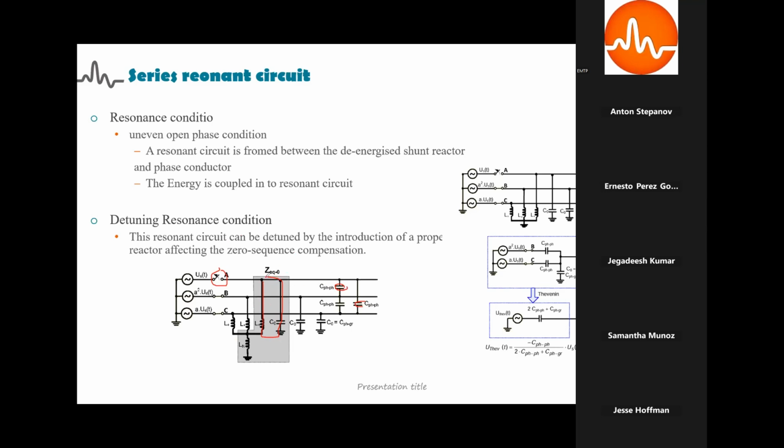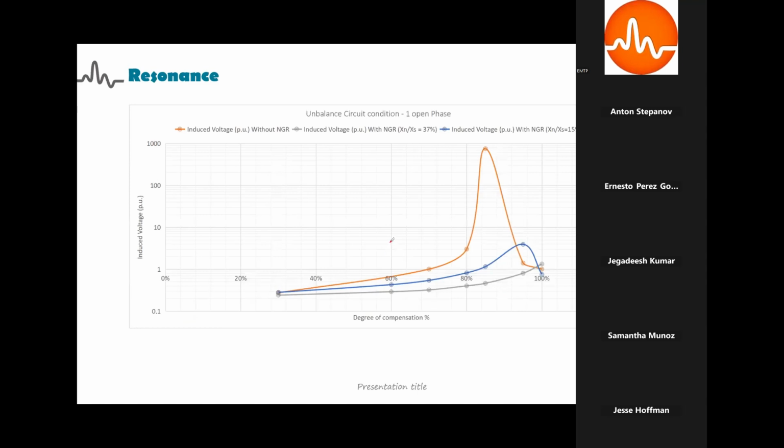If we introduce a neutral reactor, we will be able to neutralize this capacitive coupling current so that the resonance condition is detuned. So here we have an unbalanced circuit condition. In single pole tripping and auto-reclosure, there can be two possible conditions: one is one pole open, the other is two poles open.